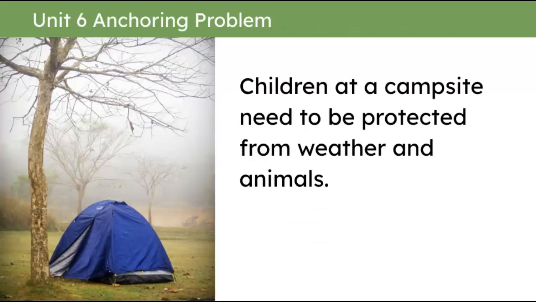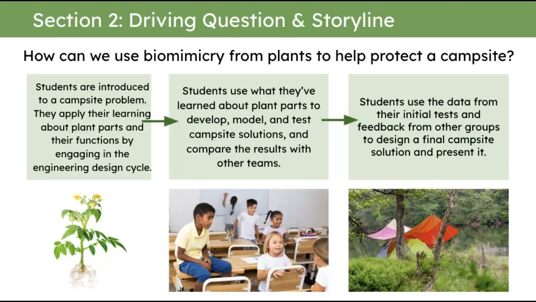The anchoring problem for Section 2 is children at a campsite need to be protected from weather and animals. Students apply their knowledge of plant structures and their functions to design a better campsite. They use the engineering design cycle to make and test design solutions that can withstand the elements. The driving question for Section 2 is, how can we use biomimicry from plants to help protect a campsite?